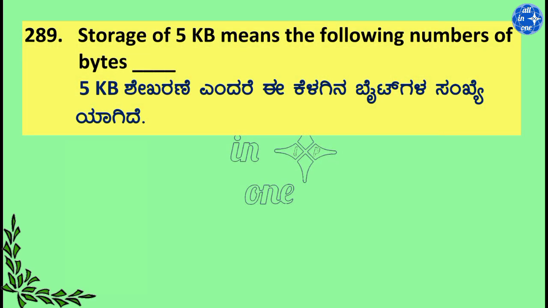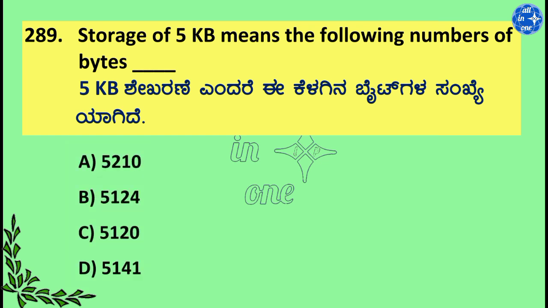Question: storage of 5 KB means the following numbers of bytes dash: 5210, 5124, 5120 and 5141. Right answer is 5120.